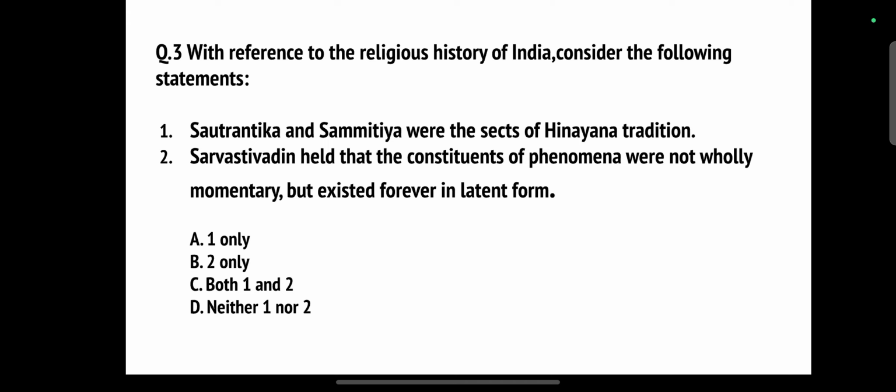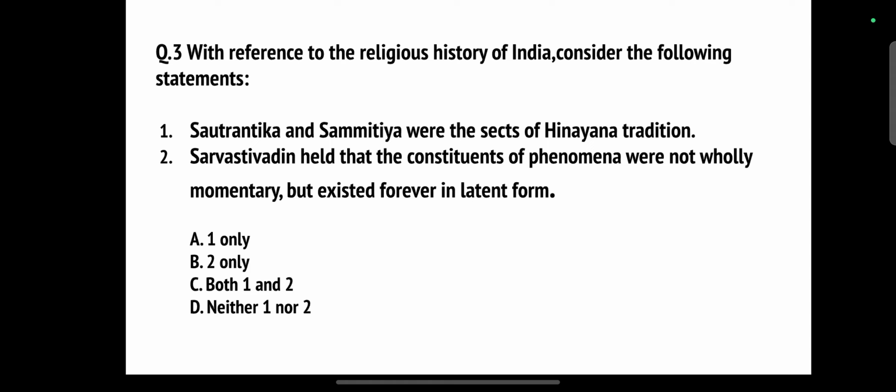Sautantrika and Samitya were the sects of Hinayana tradition. In Buddhism, we have two prominent sects, that is Hinayana and the Mahayana. Hinayana has two main schools, Vaibhashika and Sautantrika. Mahayana has two important schools, Sunyavad or Madhyamika, and Yogachar or Vijnanavad. So first one is, in Mahayana we have Sunyavad or the Madhyamika, and the second one is Vijnanavad or Yogachar.